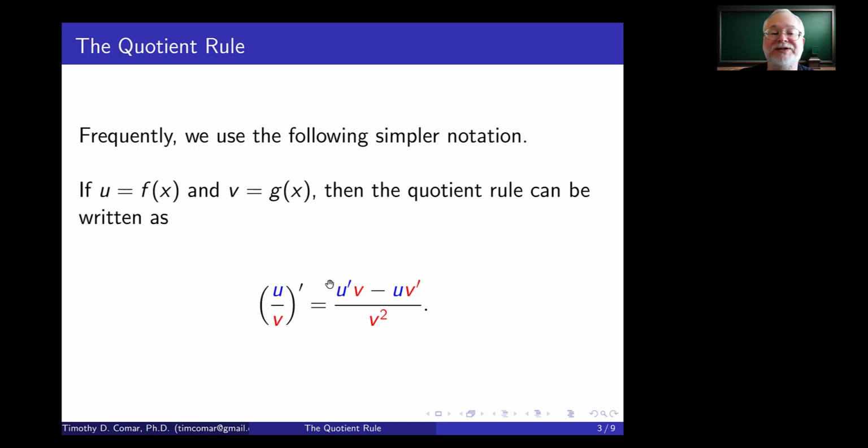We frequently write this in simpler notation where u is the f, v is the g. Then the quotient rule can simply be written as follows, so that the derivative of u divided by v is going to be u prime v minus u v prime divided by v squared.